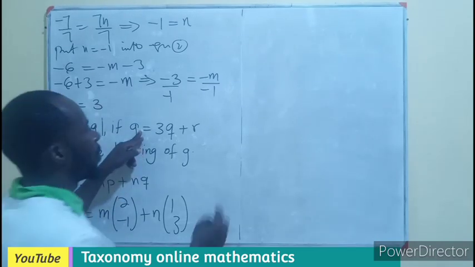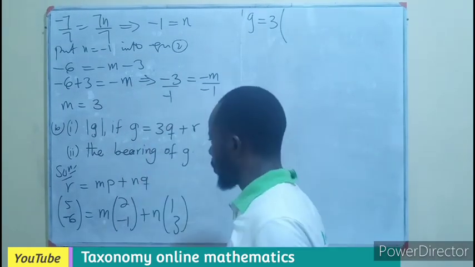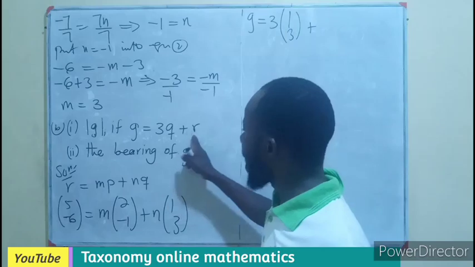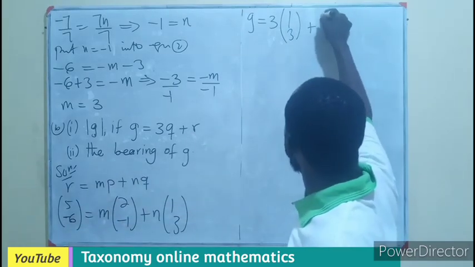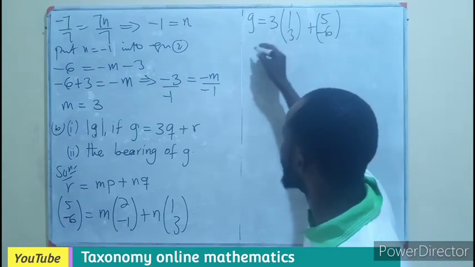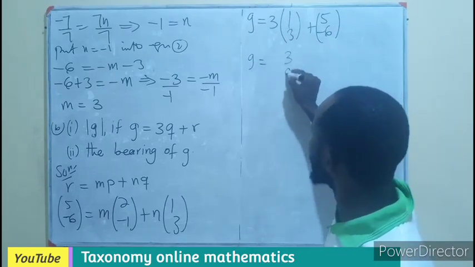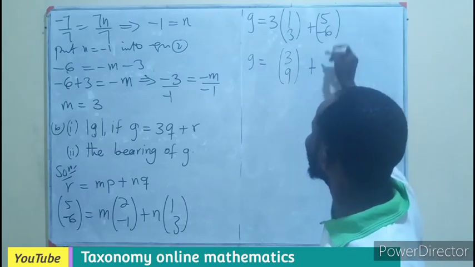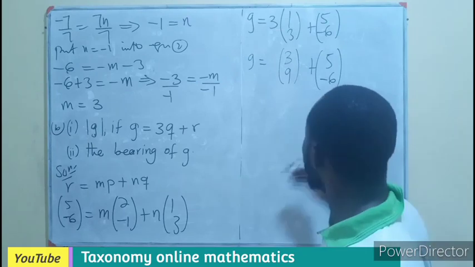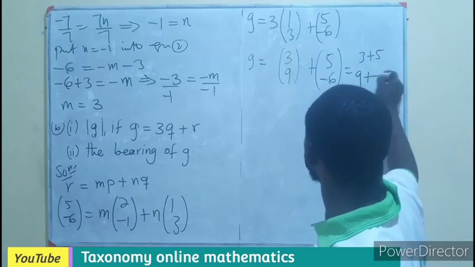So right here we have g equals 3q, which is 1 and 3, plus r, which is 5 and minus 6. So right here there will be a multiplication. So g will be equal to 3 times 1, which is 3, and 3 times 3 gives us 9, plus 5 and minus 6. Since we are adding the vectors, that will become 3 plus 5, and 9 plus minus 6.